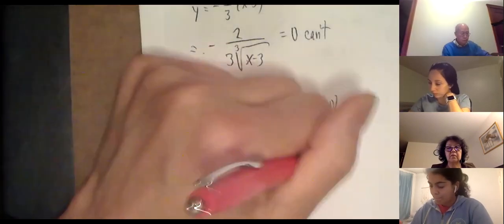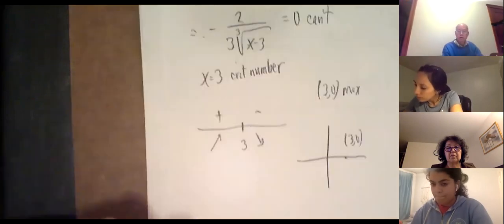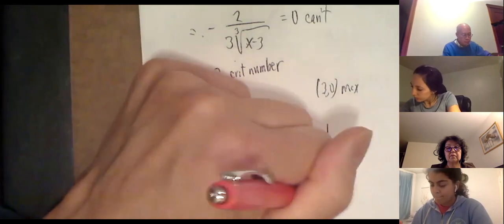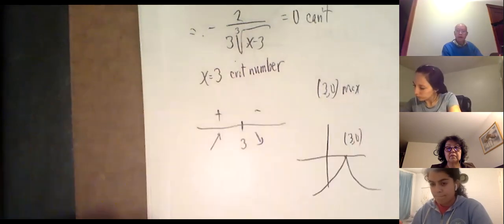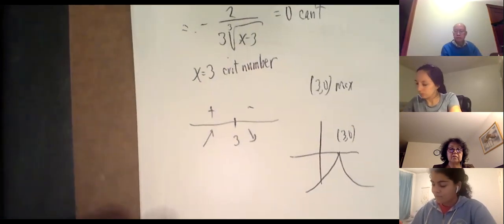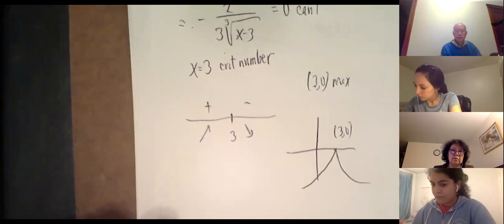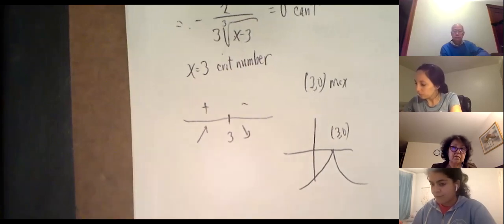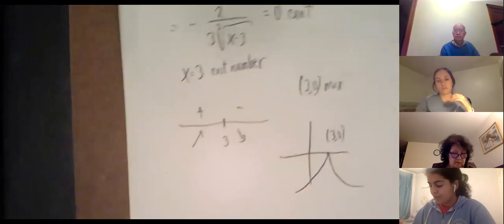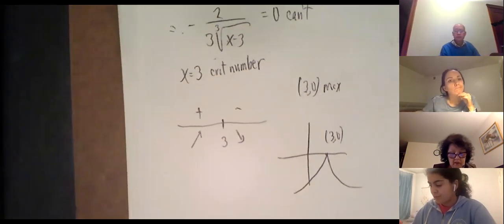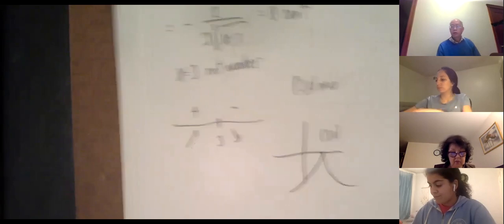So at 3, 0, it goes up and then it goes down. Up and then down. And that's all the graph does. Okay, thank you. You're welcome.